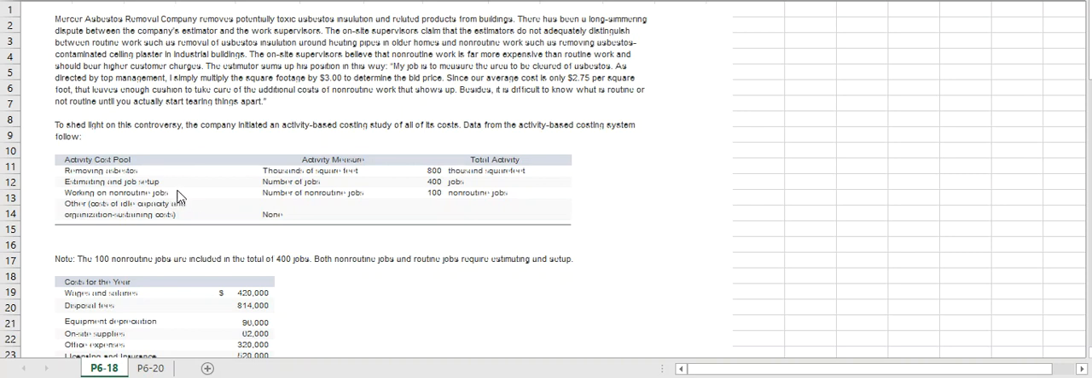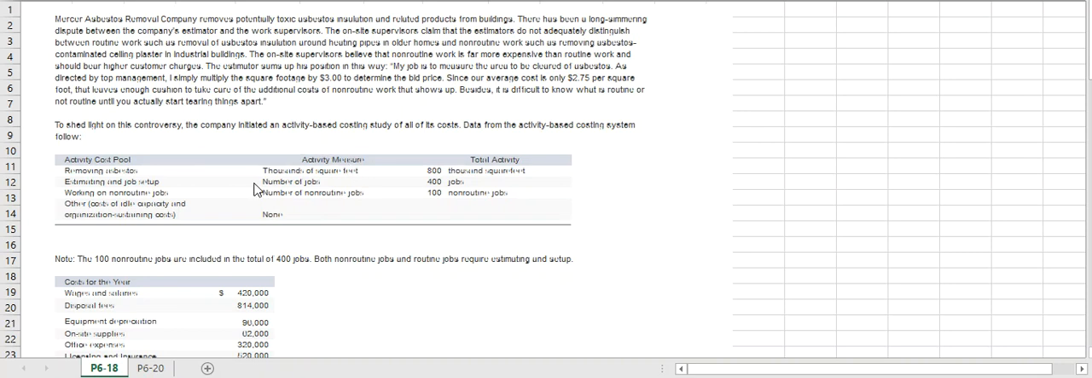Working on non-routine jobs: if they run into issues and they have to do some additional work, then this one would apply. That one would not apply to every job, but on jobs where they ran into some additional work and non-routine stuff, that one would apply. And then they have some other costs, kind of a summary: cost of idle capacity and organization sustaining costs. So stuff that is overall administrative costs or costs that they're paying for, whether they're working or not, those would all be in other.